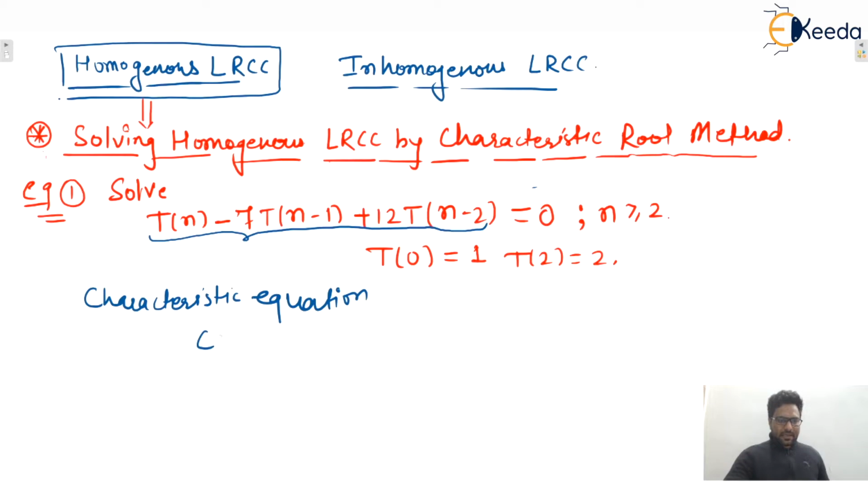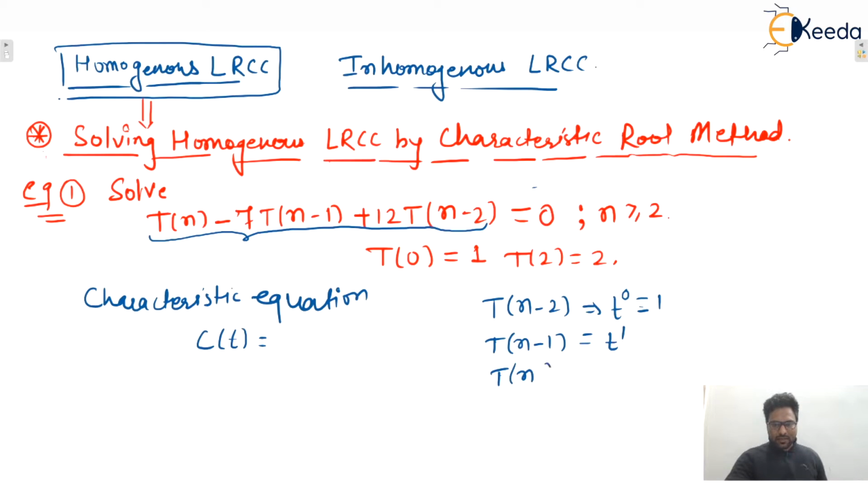Characteristic equation, let's write it in terms of t. So remember guys, what you do: replace lowest subscript, that is n minus 2, with the t power 0, that is 1. Next highest is t of n minus 1, replace that one with t power 1, and next one is highest, that is t square, and so on, isn't it? Lowest with t power 0, next highest t power 1, next highest t square, next highest t cube, and so on. Okay, that is the procedure.